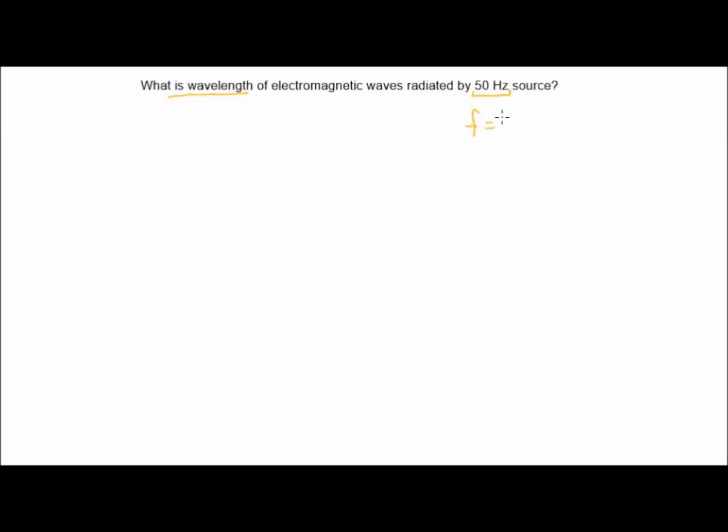Question says, what is the wavelength of electromagnetic waves with 50 Hz frequency? That means F is equals 50 Hz. So to calculate the wavelength, lambda equal c over f, speed of light over frequency, and it's equal 3 times 10 to the power of 8, which is constant for the speed of light, and F is equal 50. It's going to be 6 times 10 to 6 meter.